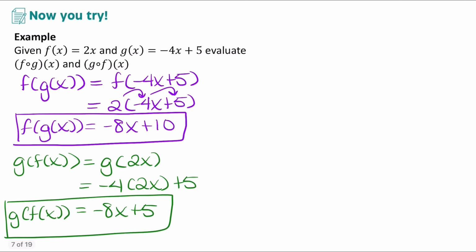So we're going to start off by finding f of g of x. That means that we take negative 4x plus 5 and plug it into f. When we do that, that gives us 2 times negative 4x plus 5, which will simplify to negative 8x plus 10. For g of f of x, we're going to take 2x and plug it into g. So that gives us negative 4 times 2x plus 5, which gives us negative 8x plus 5.